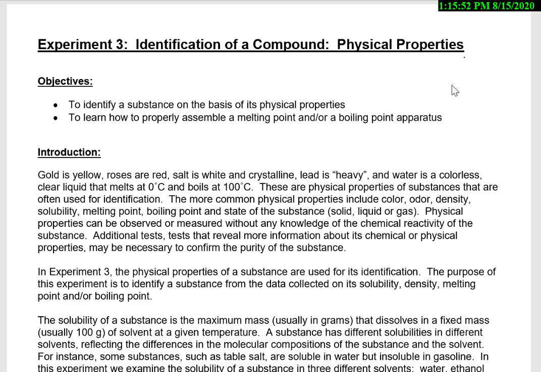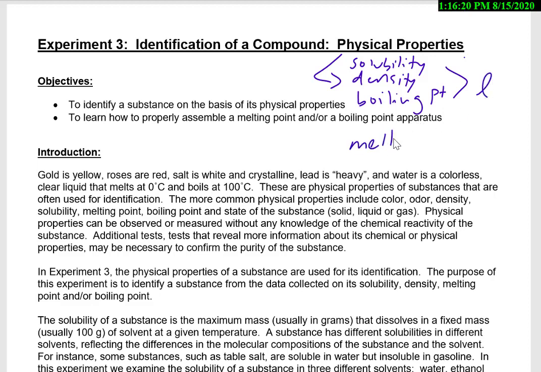Here's an introduction to experiment 3, where we are identifying an unknown liquid and an unknown solid, and we're using physical properties to do so. The physical properties we're going to be looking at are solubility, density, boiling point. Those will all be used to figure out who an unknown liquid is, and then we'll use melting point to figure out an unknown solid.